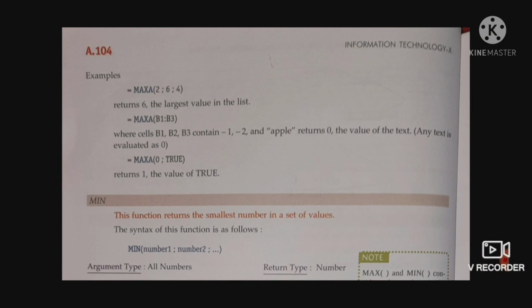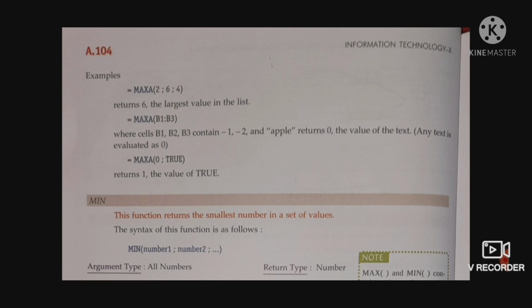See, MAX(A2:A4) gives 6. What is the largest value in the list? Now MAX(A1:B3). If B1, B2, B3 contain -1, -2 and apple respectively, it will return 0, because any text is evaluated as 0. Now if you write MAX(A1, 0; TRUE), it returns 1.